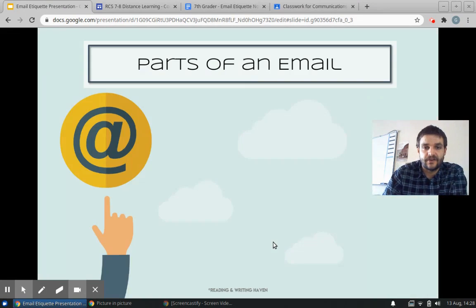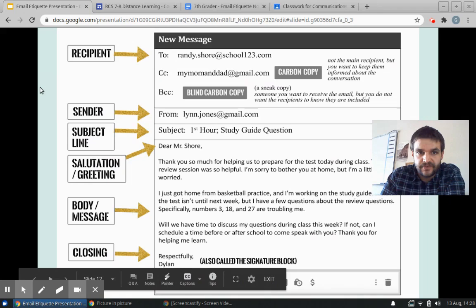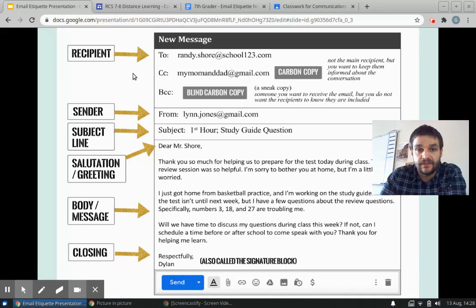So let's get started. We're going to first start by talking about the parts of an email, and this goes with the first page of your note sheet. So when you open up your email inbox, you'll notice there are several parts always. There's the to line, and you type in the person who you're sending the email to, their email address. So if you're sending one to me, it's pnielsen@rcsnm.org. That's called the recipient.